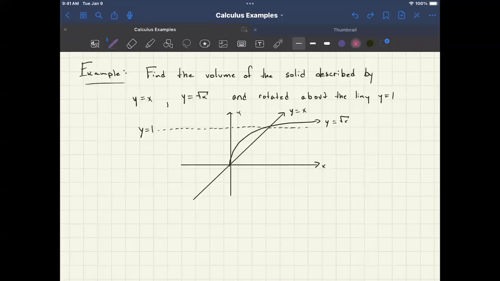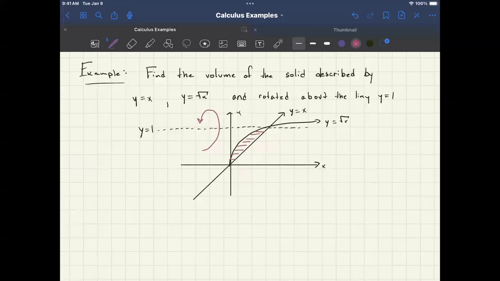I'm Dr. Finch. Today we're going to look at an example where we're finding the volume of a solid described by y equals x, y equals square root of x, and it's rotated about the line y equals 1. We see the picture here. I'm going to shade in the bit that's going to be rotated around y equals 1. So we're rotating around that line right there.